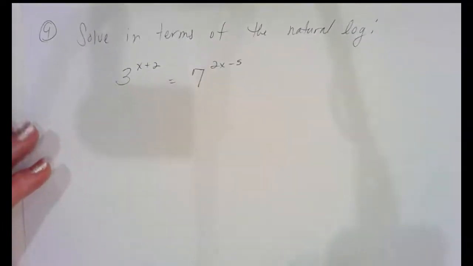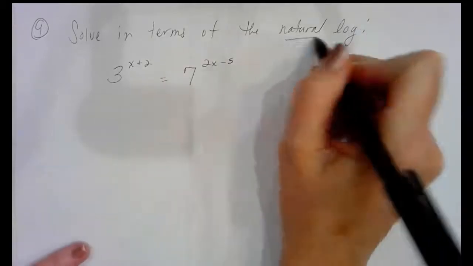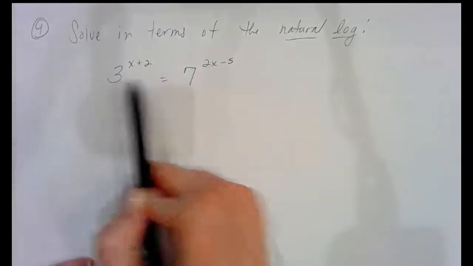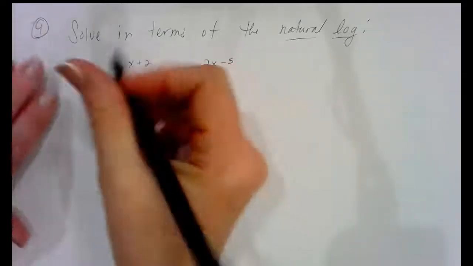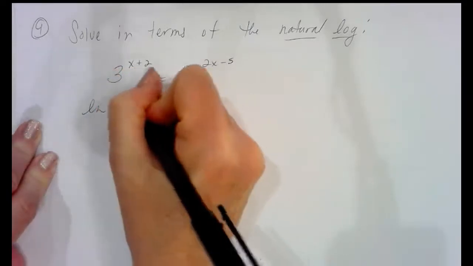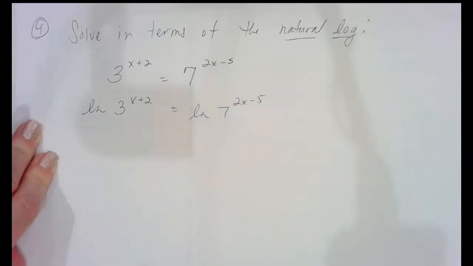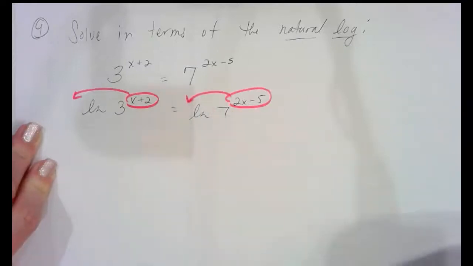Last problem, scholars, this is one of our most current problems that we worked on in our logs chapter. Solve in terms of the natural log. I'm dictating that I want the answer in terms of the natural log. So 3 and 7 have nothing in common. So our only option is to use a logarithm, and I want it to be the natural log. So we are going to take the natural log of both sides, and when we invoke a logarithm, that allows us to Superman those powers to the front.